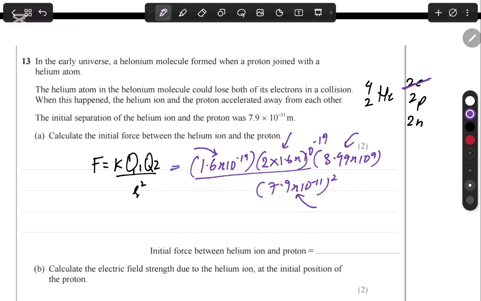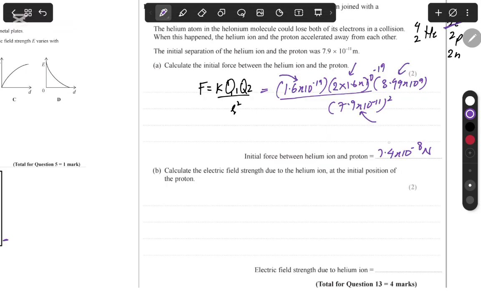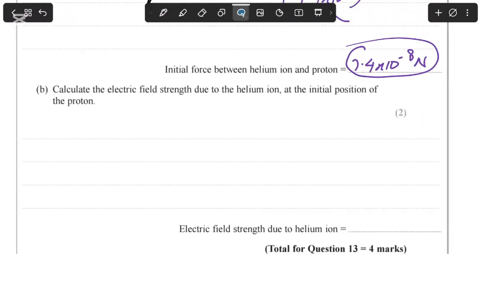Okay, so I've just plugged in all the values. Now let's get the answer. So the answer will be 7.4 times 10 to the power of minus 8 newtons. In part B, they tell us to calculate the electric field strength due to the helium ion.